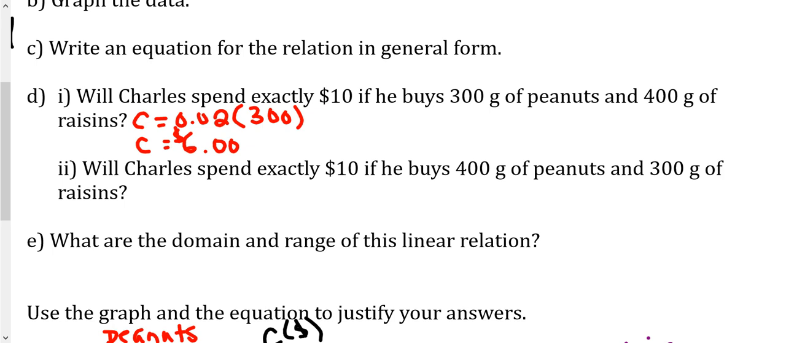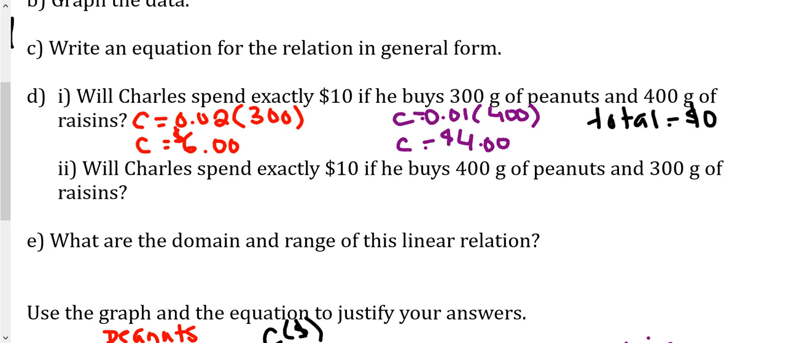And then for the raisins, 0.01 times, not 300, we're buying 400 grams of raisins. And that cost is going to be $4. So what is our total? Yeah, right? The total is $10 on the nose.